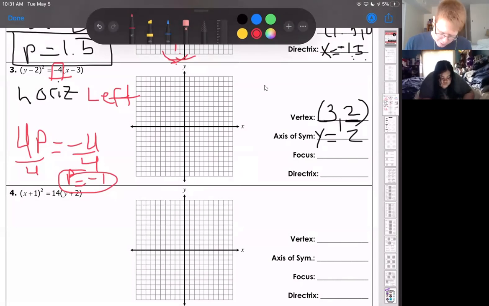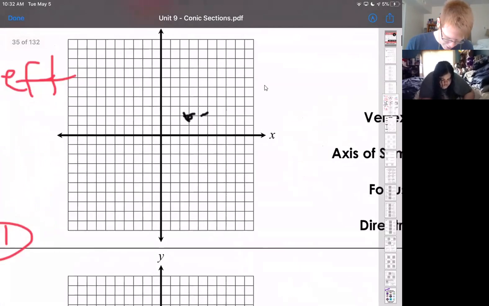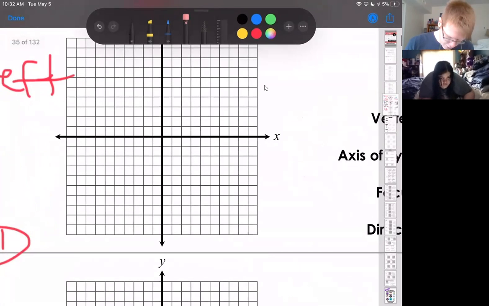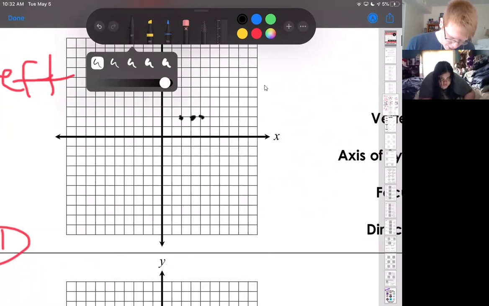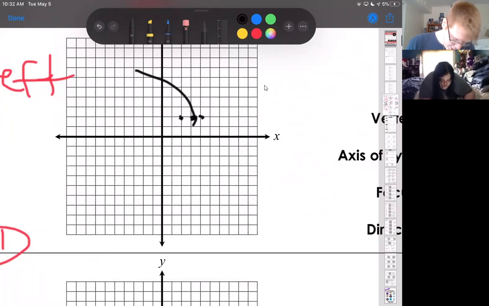So now we're ready to graph. Our vertex is 3, 2. Since our p-value is -1, it doesn't matter that it's negative; you're just going to go left 1, right 1. This is hard because my stylus isn't working. So you plot your vertex at 3, 2 and go 1 to the right, 1 to the left. Since we found out earlier it's going to open left, our parabola is going to look something kind of like this.